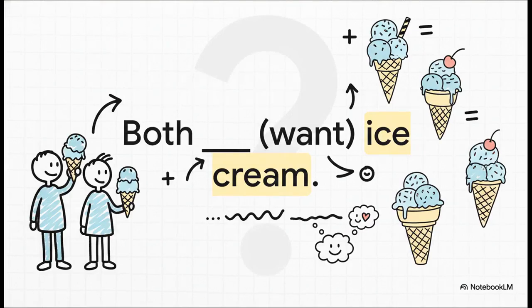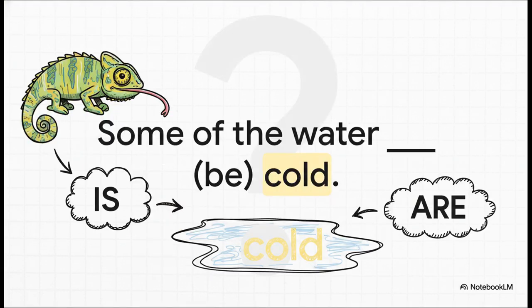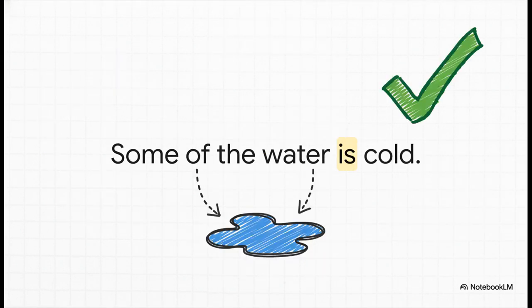Next one. Both blank ice cream. The verb here is want. You've got it. Both want ice cream. Both is definitely plural. It means two. So we use the base verb, want. And for our last one, let's try a chameleon word. Some of the water blank cold. Now the verb is be, which will turn into is or are. The answer is, some of the water is cold. And why is that? Well, we look at the word right after some, which is water. And since we treat water as a single thing, our verb is singular too.